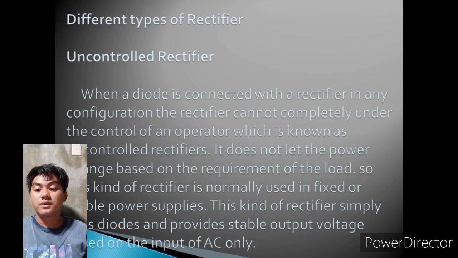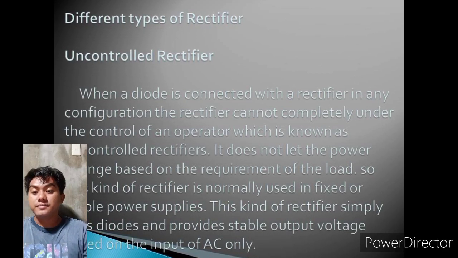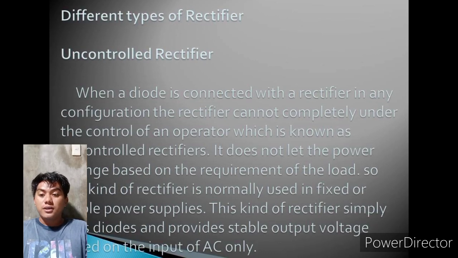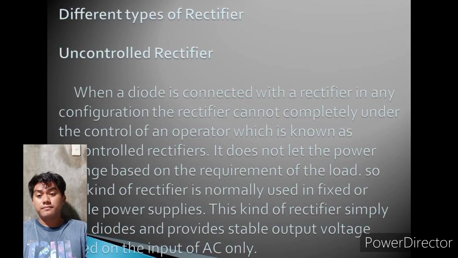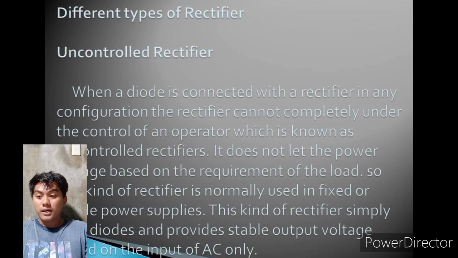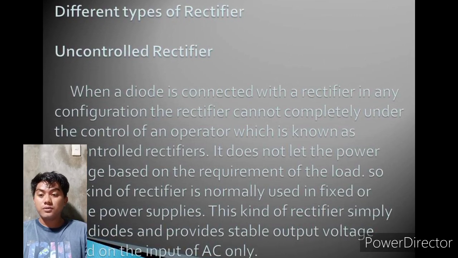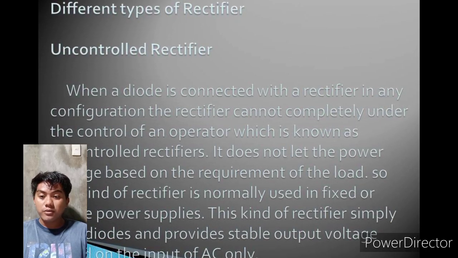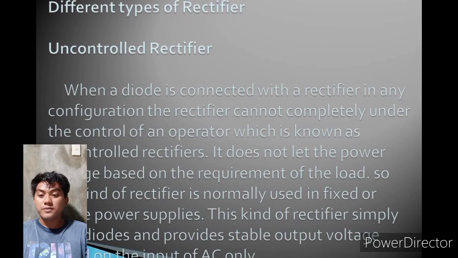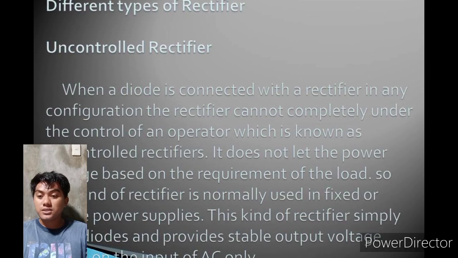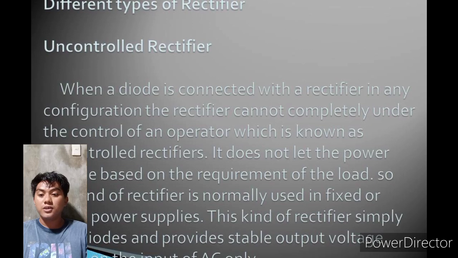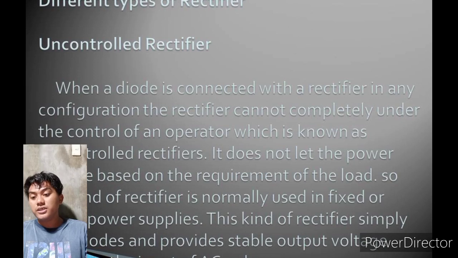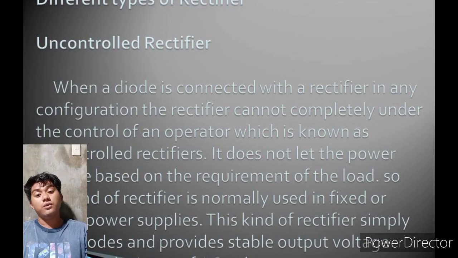Different types of rectifier. Uncontrolled rectifier: the diodes are connected in a rectifier configuration and the output cannot be controlled. Under the control of the operator, a controlled rectifier's output power can change based on the requirements of the load. So this kind of rectifier is normally used in fixed or stable power supplies. This kind of rectifier is simple to use because it provides a stable output voltage based on the input AC only.